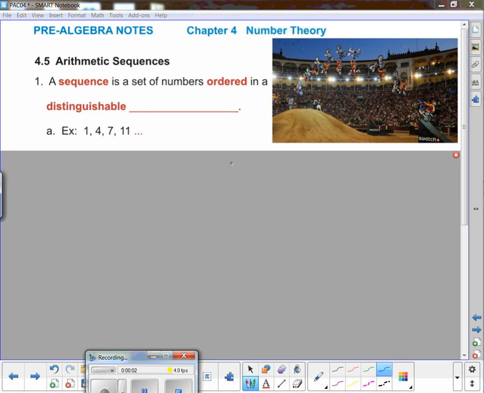Okay, this is lesson 4.5, and it's arithmetic sequences. Those of you that had Math 7 last year, you should be familiar with sequences. How about 6th grade? Did you guys do sequences at all last year? Nothing at all? Okay. Well, a sequence is simply a series of numbers. An analogy would be the picture there.